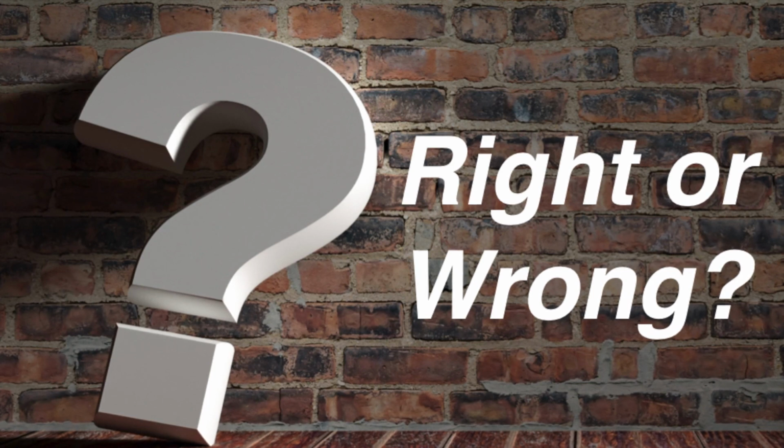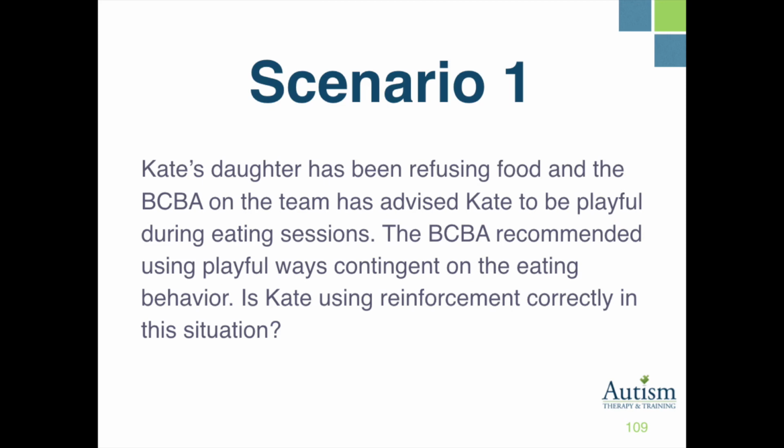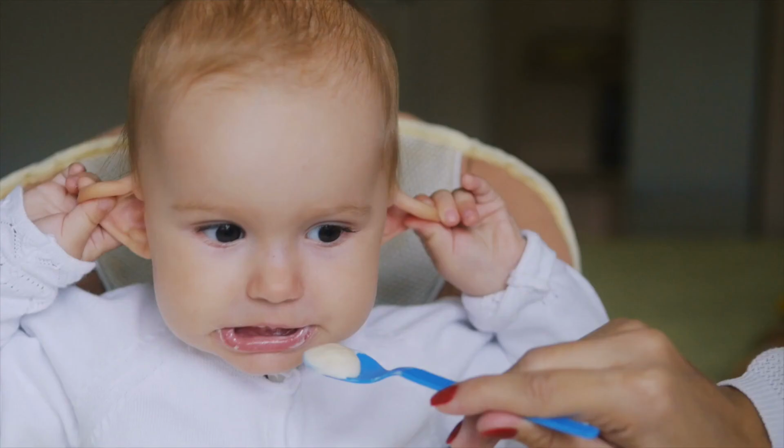Here's our first scenario. Kate's daughter has been refusing food, and the BCBA on the team has advised Kate to be playful during eating sessions. The BCBA recommended using playful ways contingent on the eating behavior. Is Kate using reinforcement correctly in the situation? So let's watch the video.